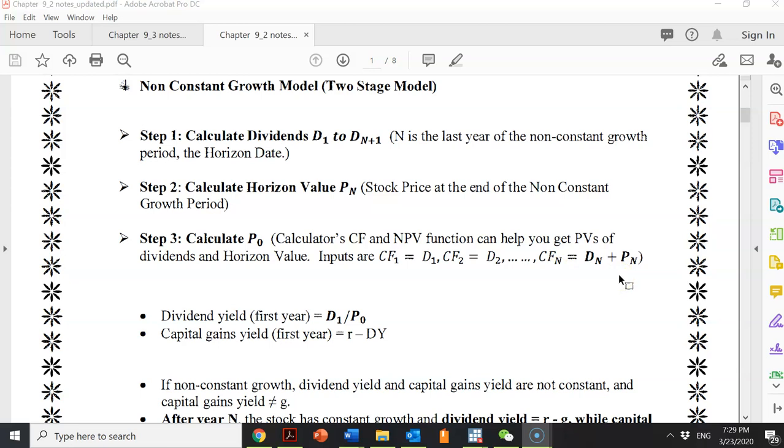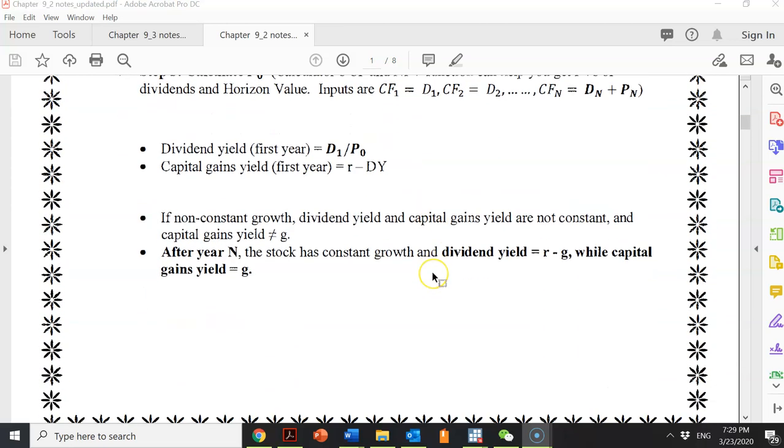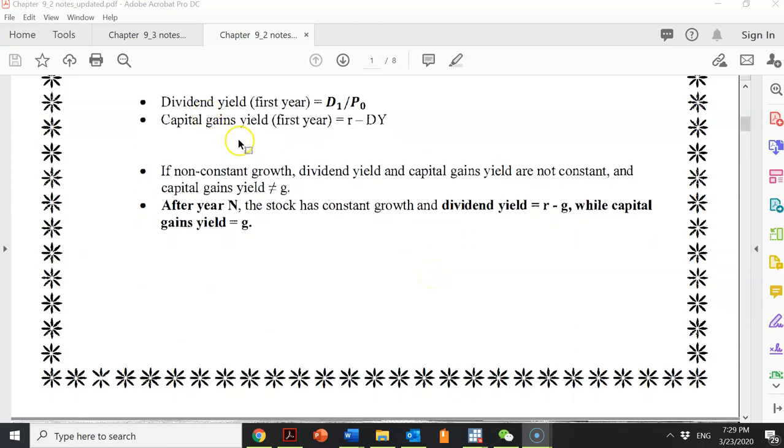Okay, you might be a little bit confused about the terminology we have here, but we'll discuss all these new terms and new steps in detail. We will also calculate dividend yield and capital gains yield for this two-stage model or non-constant growth model. For the first year, we can still use our conclusion we had from last class that dividend yield equals D1 over P0, based on the dividend yield definition.